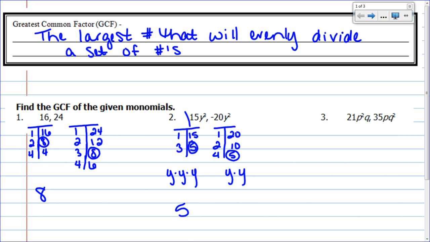So the greatest common factor is going to start with a 5, and then I'm going to look at my y's. This one has y times y times y. This one has y times y. Well, I'm going to circle as many as I can that they have in common until I can't circle anymore. And so what I see is that they have two y's in common, which means that they have a y squared in common because y times y makes y squared.